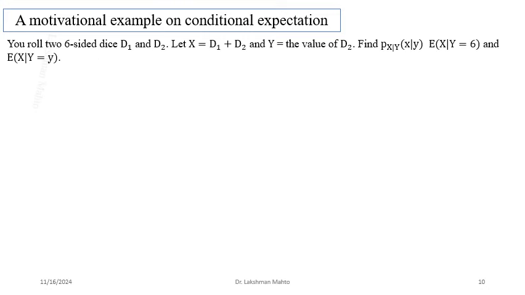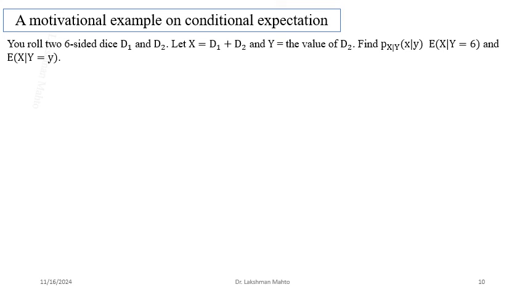So here the question is that you roll two six-sided dice. Generally in India, we have only six-sided dice. The first dice we call D1 and the second dice we call D2. Then we define two random variables. The first one, x, is the sum of D1 and D2, D1 plus D2. And the second random variable we define is y, equal to D2, that means the outcome of the second dice.